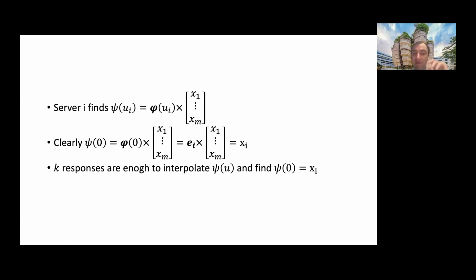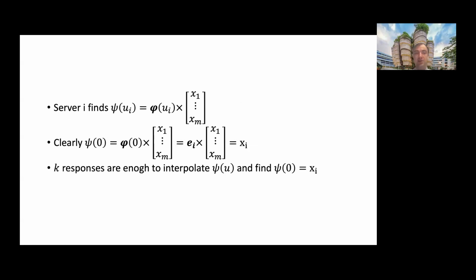And after that, as before, we ask server i to find the scalar product of the query, so the value of polynomial phi at point u_i, and the database vector. And as a result, we clearly get a polynomial psi and its value at point u_i.